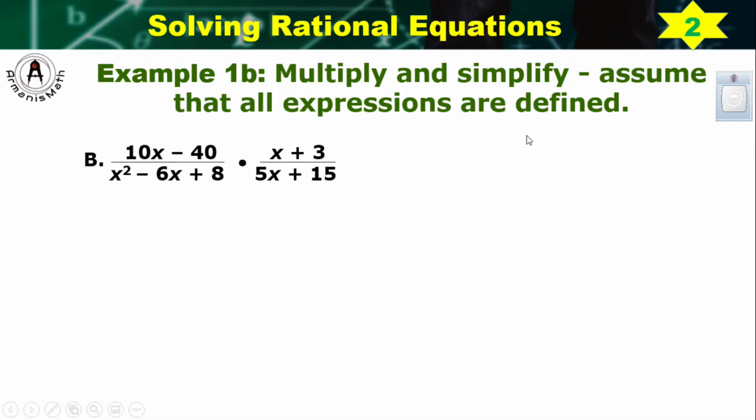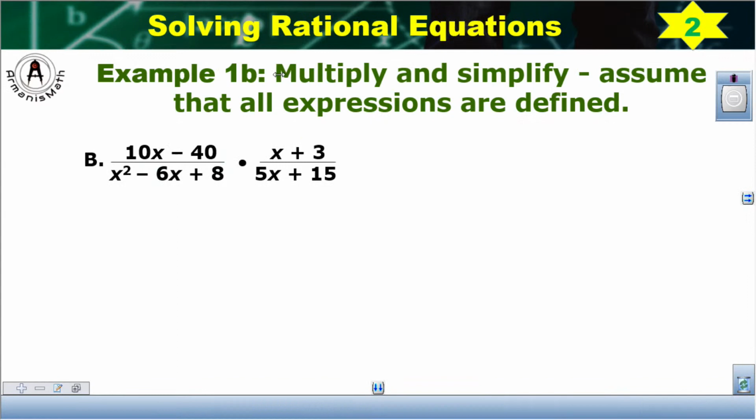How about this one here? Multiply and simplify. Assume that all expressions are defined. Again, you don't have to worry about x being 0 in this case, or some other numbers that make the denominator undefined. They're saying that everything is fine. Just have to simplify and multiply.